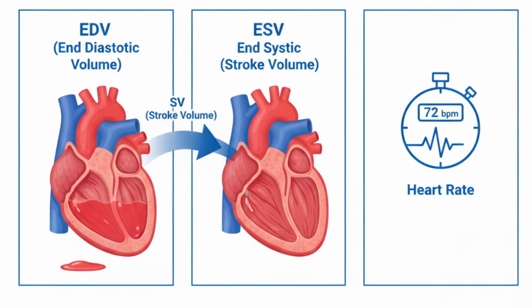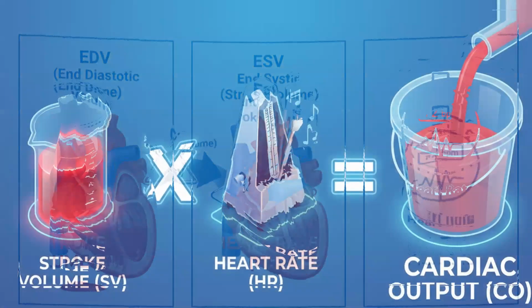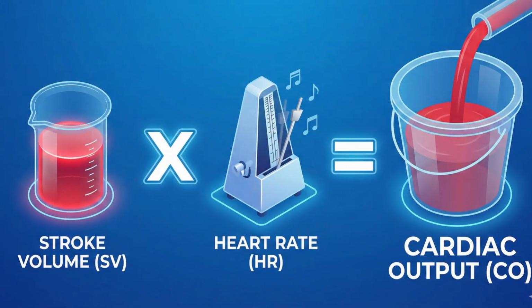And there it is. It's that simple. Cardiac output is nothing more than the stroke volume, the amount of blood per beat, multiplied by the heart rate, the number of beats per minute. It's a beautiful, elegant relationship. If you need to change your total blood flow, you've got to change one of these two things.